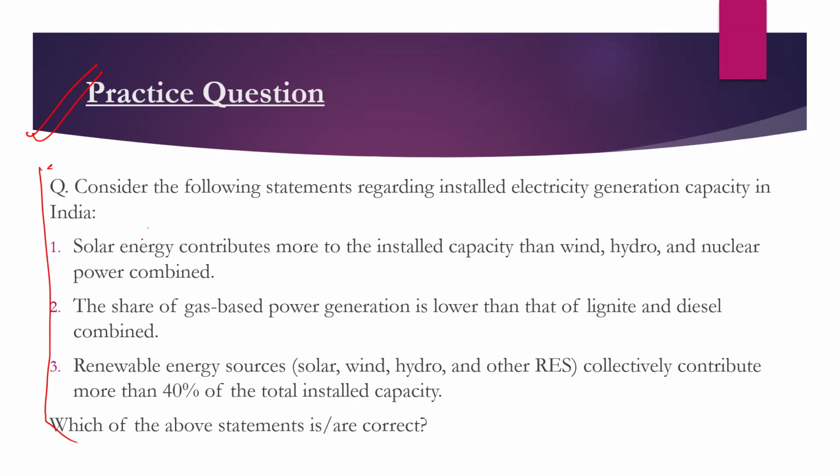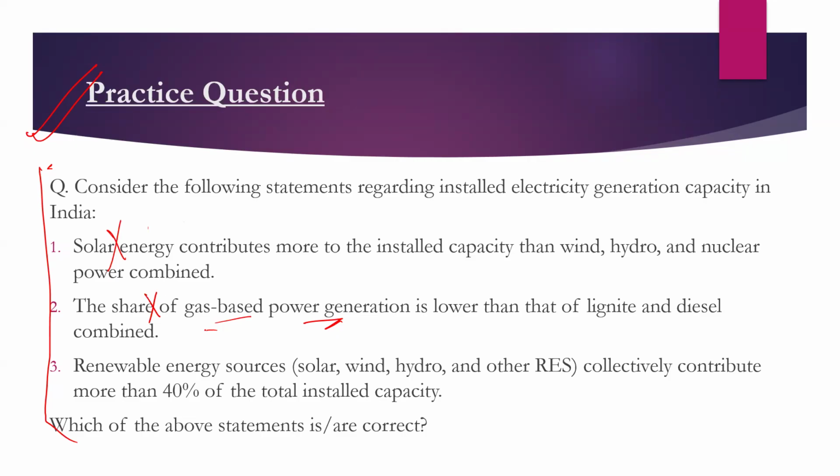This would be clearly wrong. Solar energy does not contribute more than all three combined. The share of gas-based power generation is lower than that of lignite and diesel combined. This is again clearly wrong. For gas it is nearly 5%, whereas for lignite and diesel it is nearly 1.8, 1.9.